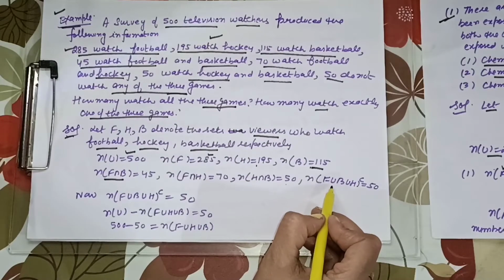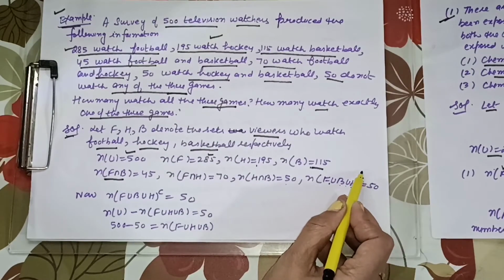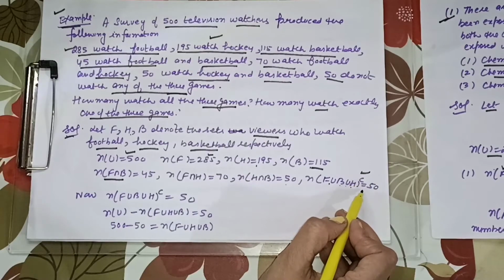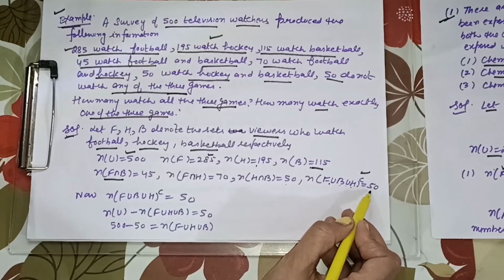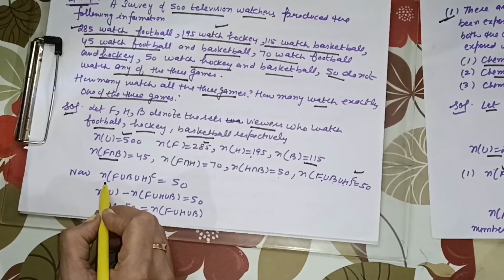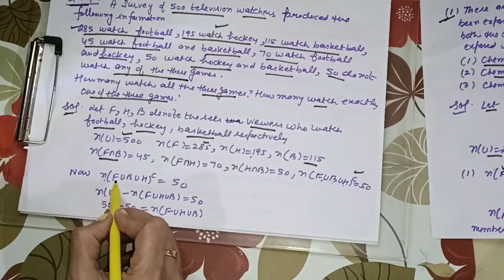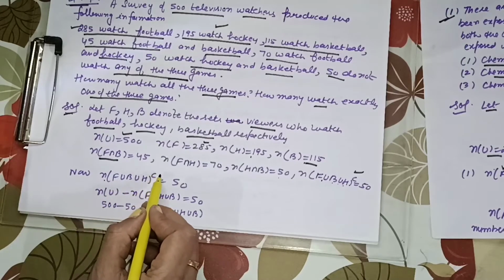Do not watch means we have just to consider (F union B union H) complement. Complement means they don't like anything. That means there are 50 persons like that. So we are given the 50 persons who do not like any games, so n of (F union B union H) complement.